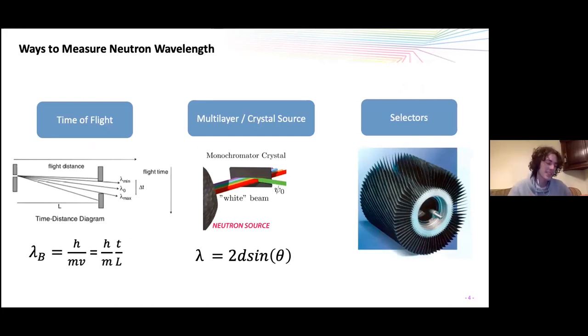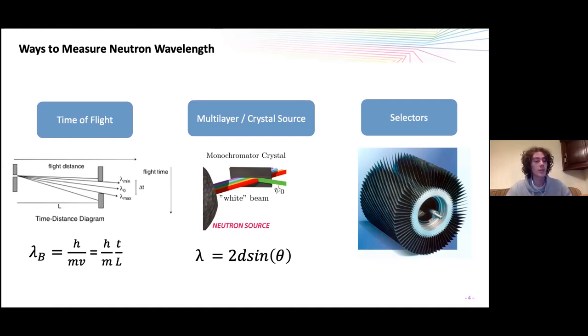And again, you can very much think of this half of the talk as an extension of Fella's previous work. So there are three ways to measure the neutron wavelength. The first is time of flight, then you've got your monochromator, your multilayer crystal sources, and then you've got your selectors. Now, the rainbows method is using time of flight, and then in the second half, the Doppler drives will be using a monochromator. This talk doesn't really focus on selectors, but given the bird analogy, I don't think I could improve on what you already know.